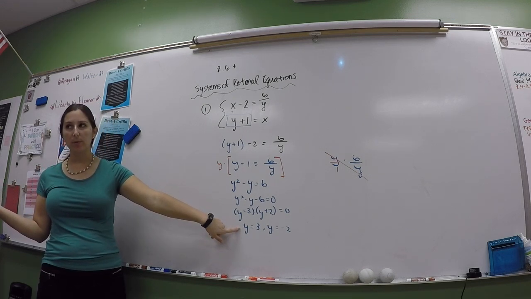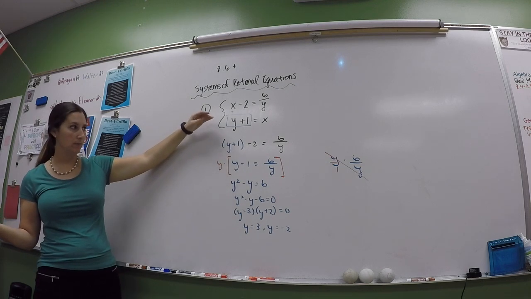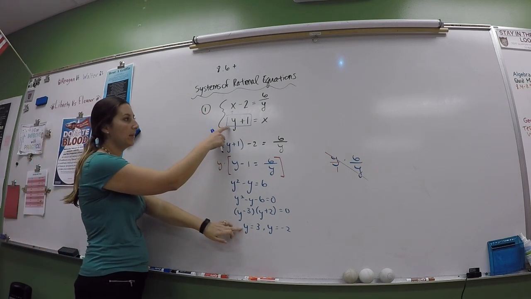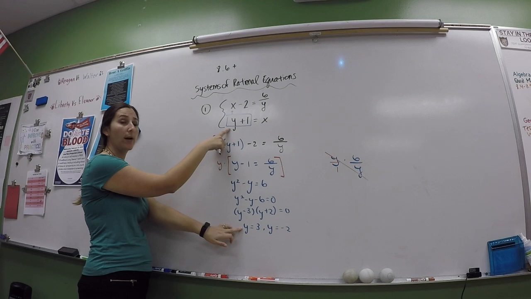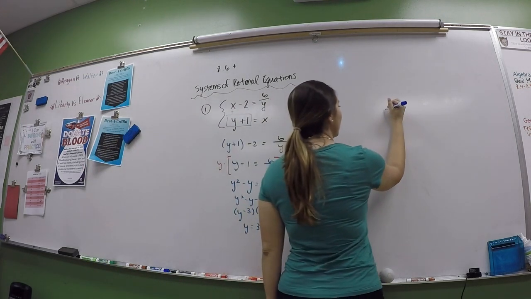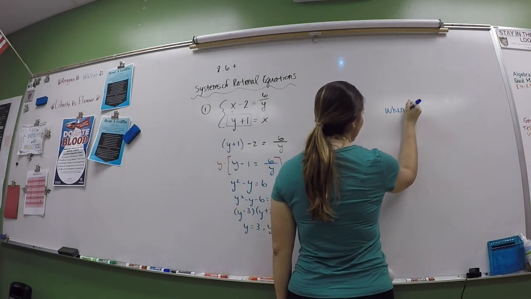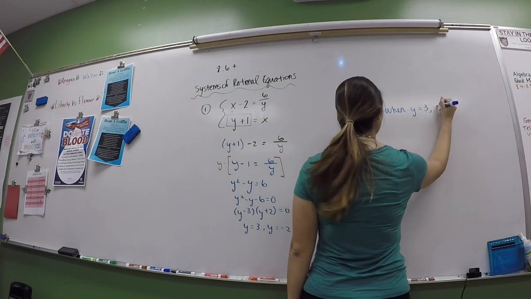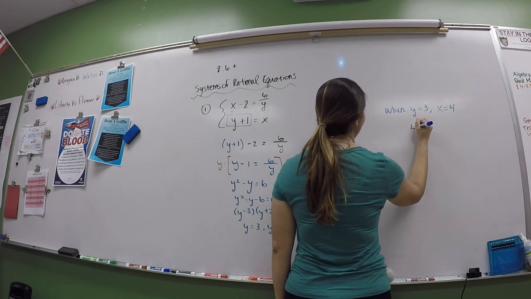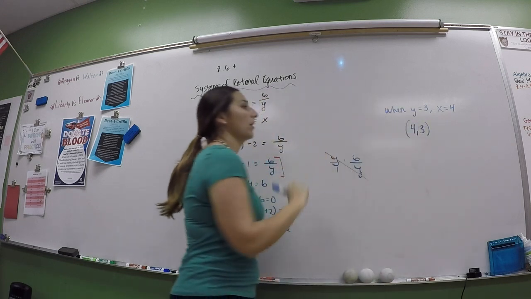The easiest one to plug it back into is the second one. So if you plug 3 here, you get x equals 4, which means when y is 3, x is 4, and you would have the solution 4 comma 3.